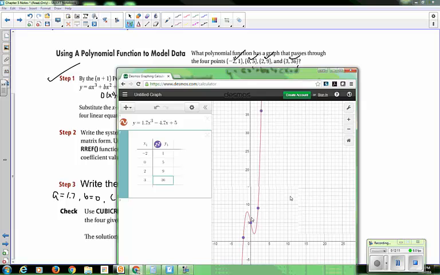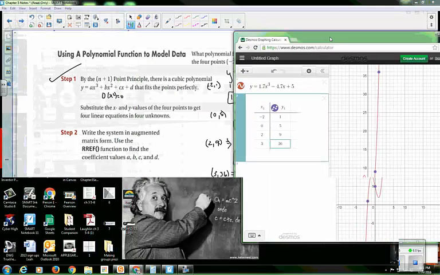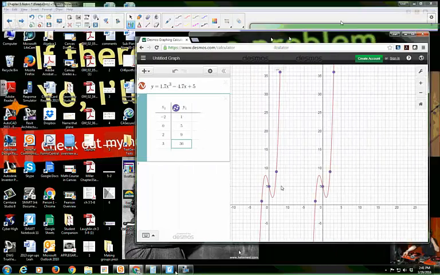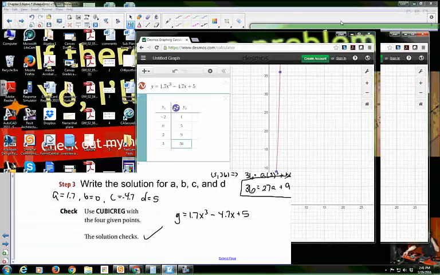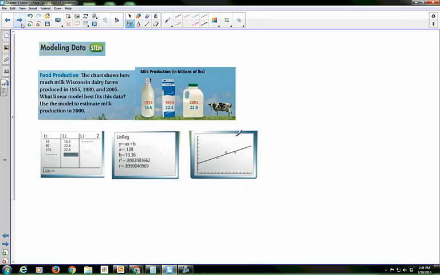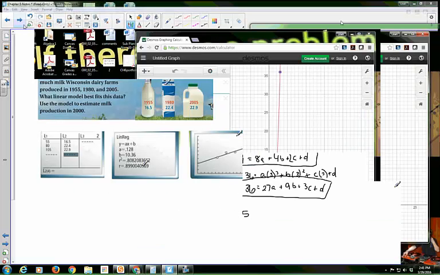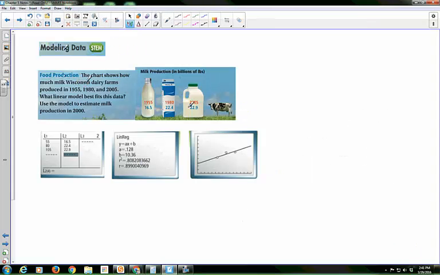So if you look how closely the equation that we found, all of our points land on that point. So the solution checks. Check. All my points are on the equation of my line. Okay, so we're going to do the same thing with the milk.